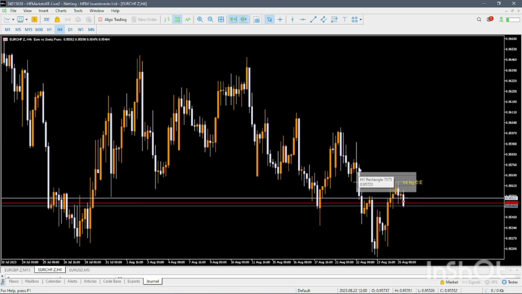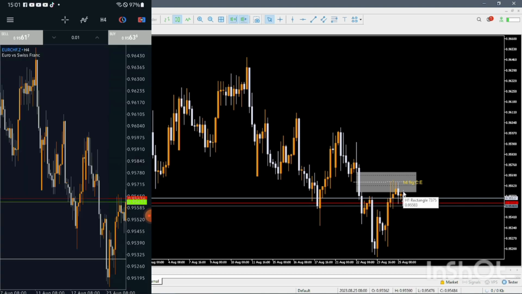I placed my stop around here, but unfortunately the market took me out. And then during New York session open, I had a second chance to enter another position around here. Let's drop to a 15-minute time frame.